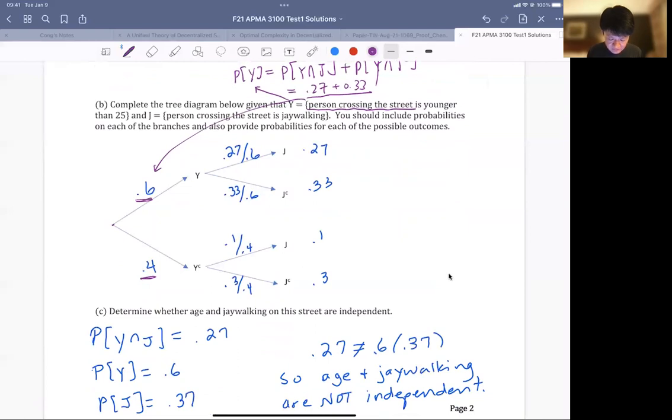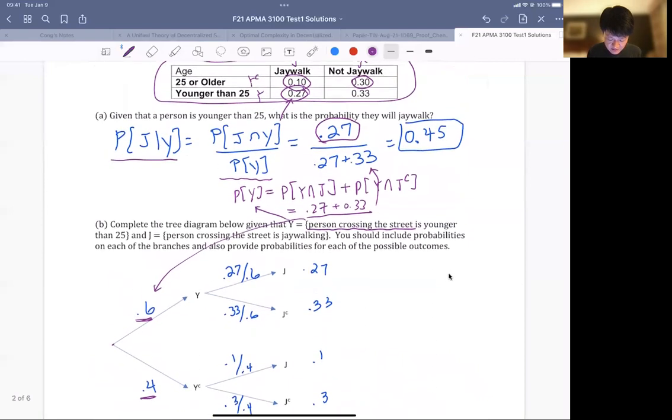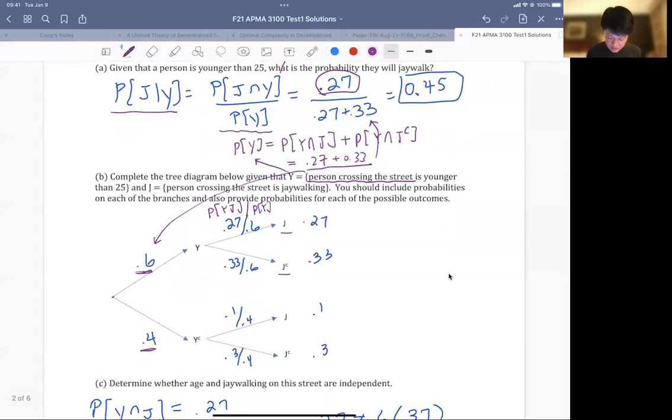And secondly, going from Y, now you know that it's younger than 25. What is the probability of having a jaywalk, right? And we talked about this in the class. This should be the probability of Y and J divided by the probability of Y, okay? So that is 0.27 divided by 0.6. That's how you get J. And similarly, you can do J complement here. It's the same thing, okay?